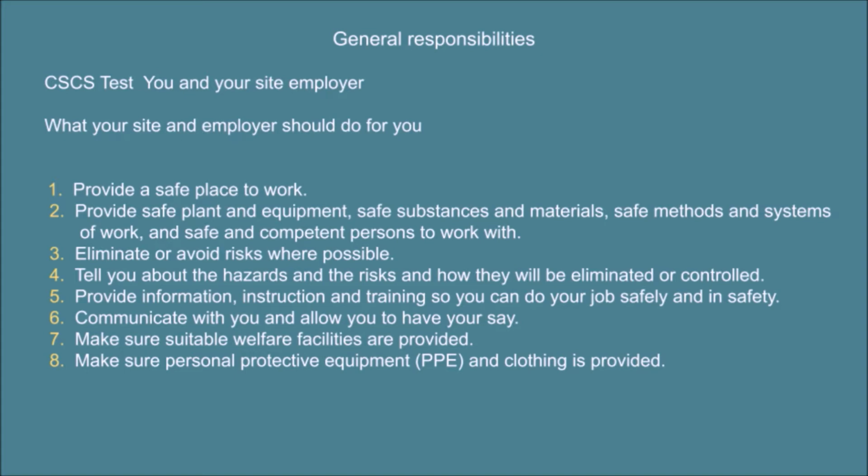3. Eliminate or avoid risks where possible. 4. Tell you about the hazards and the risks and how they will be eliminated or controlled. 5. Provide information, instruction and training so you can do your job safely and in safety. 6. Communicate with you and allow you to have your say. 7. Make sure suitable welfare facilities are provided. 8. Make sure personal protective equipment, PPE, and clothing is provided.